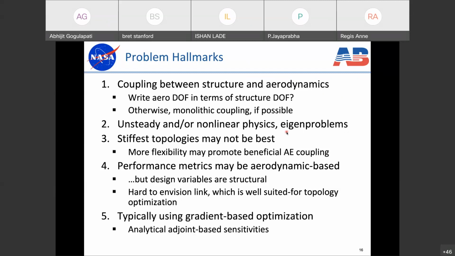And then fifth and finally, we're typically going to use gradient-based optimization. As I mentioned previously, this is my preferred workflow. I won't go into the math of this really, but those gradients are going to be computed, if at all possible, using an analytical scheme, using an adjoint-based scheme.